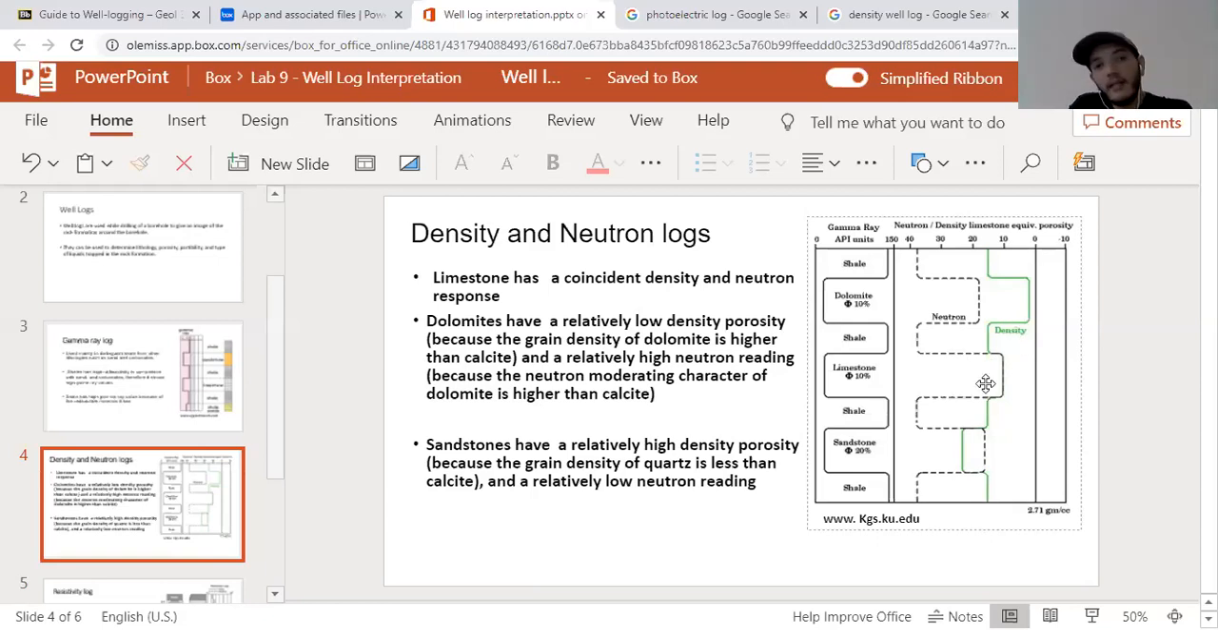Limestone has coincident density and neutron values, and the density porosity is higher than that of the dolomite because of the low density of calcite grains. Sandstone has a relatively high density porosity because the grain density of quartz is less than calcite. So sandstone has higher density porosity in comparison with dolomite and limestone, and sandstone has a relatively low neutron reading.